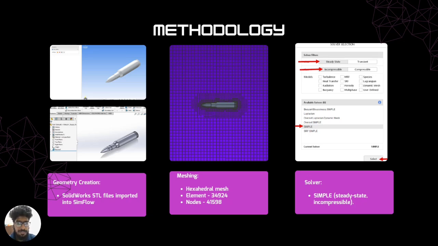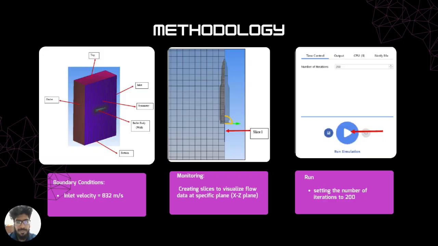The next step is solver selection. We use the SIMPLE algorithm for the steady state and incompressible flow simulation. The next step is the boundary conditions selection. The selected boundary conditions are shown in the image here: outlet, inlet, top, bottom, bullet body wall, and symmetry. The inlet velocity was set to 832 meters per second, matching the real bullet speed.